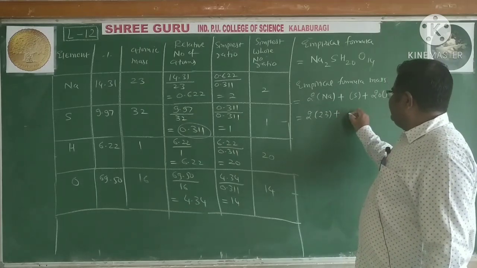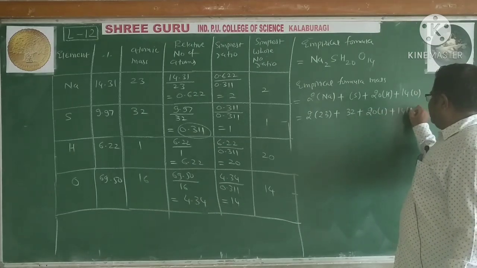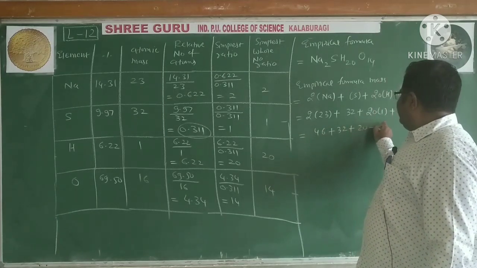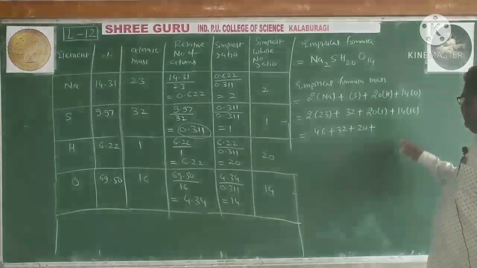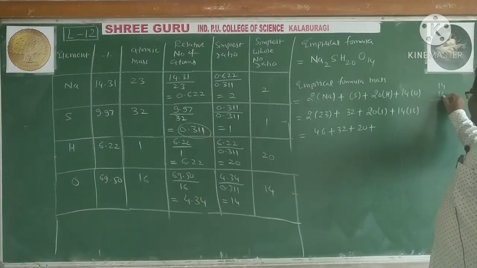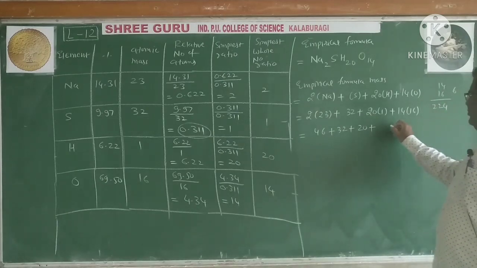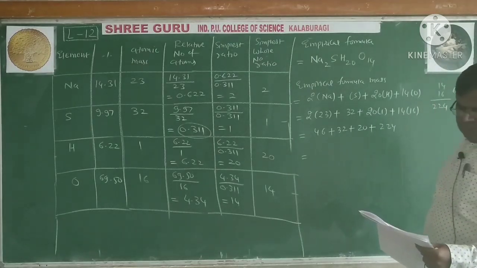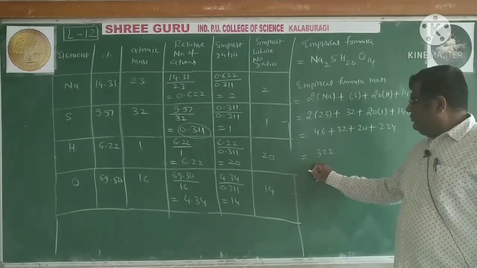2 into 23, 32, 20 into 1, 14 into 16. 46, 32, 20, and this 14 into 16, 16 fours are 64. 16 ones is 16 plus 6 is 22. We have 322 here.